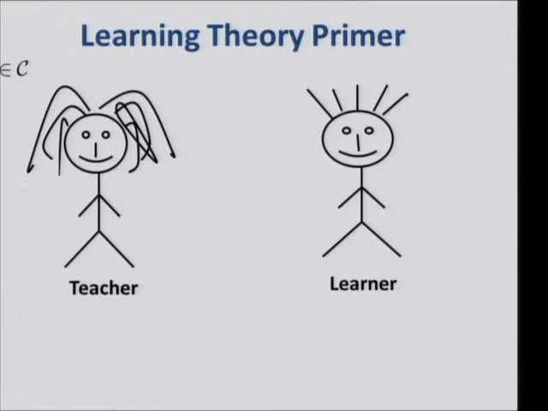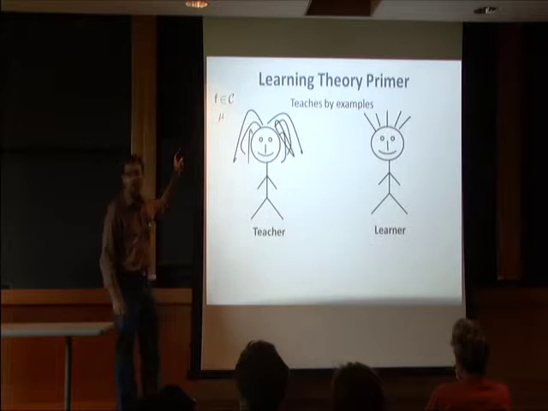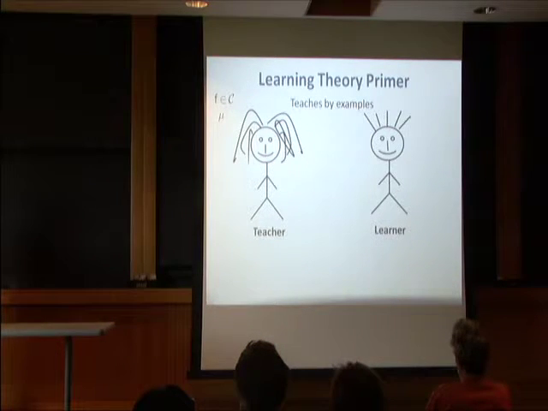In a learning setting you have a teacher and a learner, and there is some set of functions, which is a concept class. The teacher has some function f from the concept class in mind, and the aim of the teacher is to teach the learner about this function by example. There is also some distribution mu, which is implicit, over the domain of these functions. This distribution is completely unknown to the learner, so you want an algorithm that works for all possible distributions.